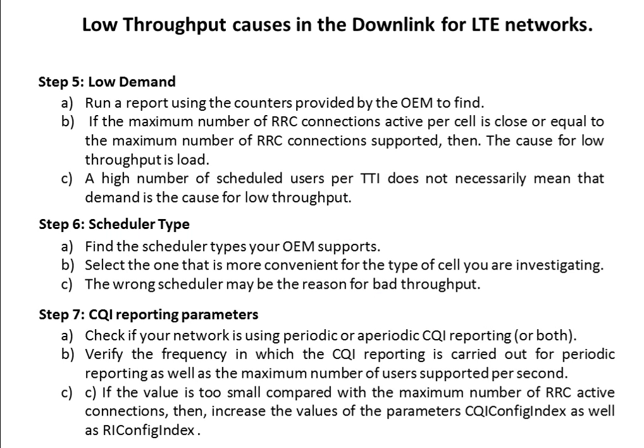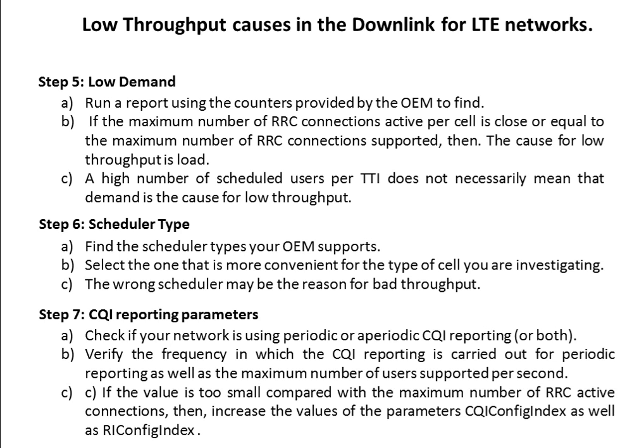Low throughput could be due to low demand also. Probably there may not be a sufficient number of subscribers or a specific type of UEs which can actually extract high throughput from the network. So that would also be one of the causes of low demand within our cell or within our network.